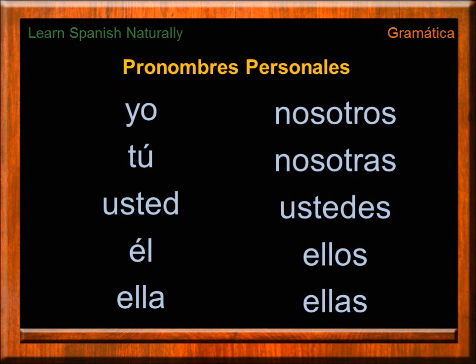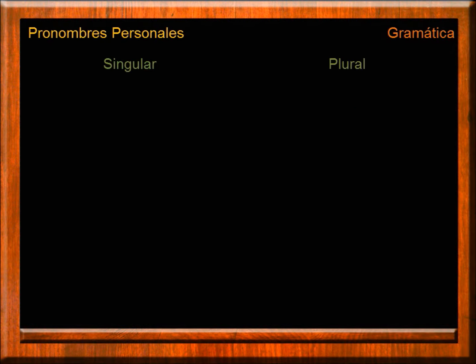Although the focus of this video is not on pronunciation, repeating the words in Spanish each time you hear them will help you to recognize the sound of the pronouns in Spanish and to associate their written form with that sound. Personal pronouns in Spanish are roughly equivalent to the pronouns we use in English.